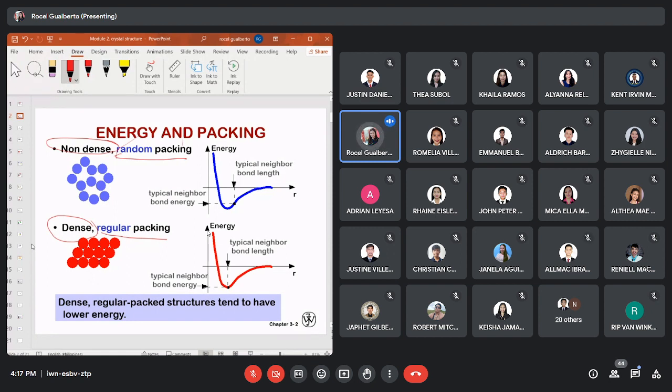Any other? Kung may iba po napansin with regards to the two illustrations, sino po may gusto pang i-add? Sino po may gusto pang i-add?